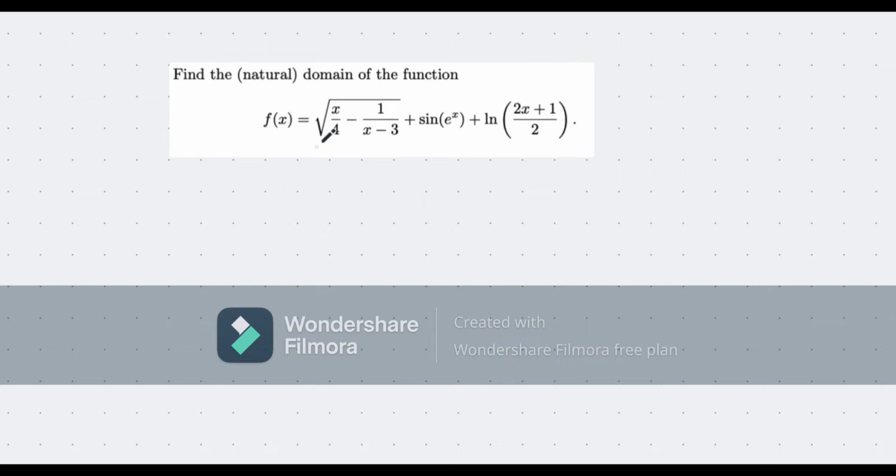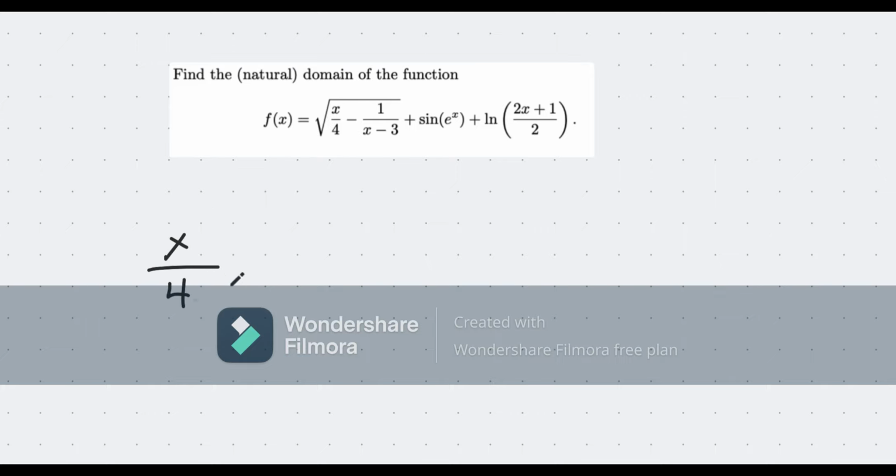I want to find the natural domain of this function right here. Now this may look scary at first, but all you have to do is find the restrictions of each part of this. Just break this down into parts, find the restrictions of each one, and then combine the restrictions at the end to find the natural domain of it. Let's start with this portion right here. You see that there's a root symbol, so you want to set up an inequality because you can't take the root of negative numbers.